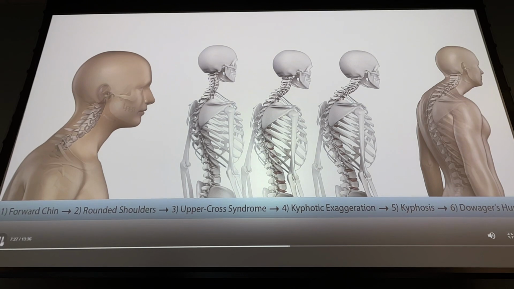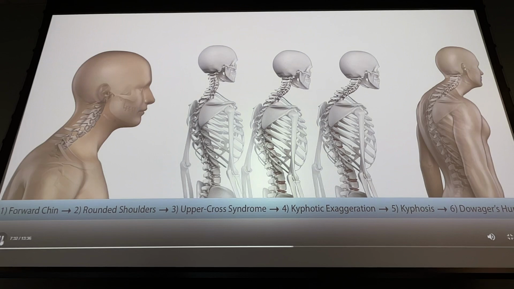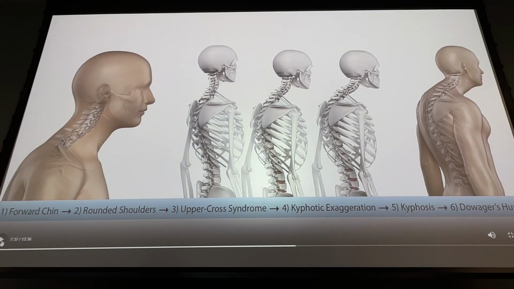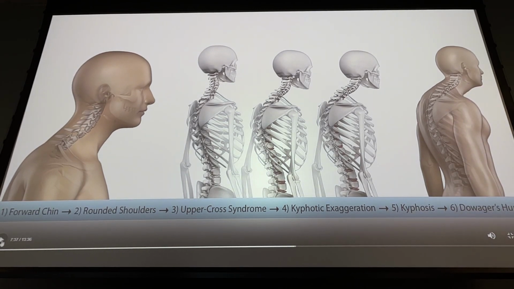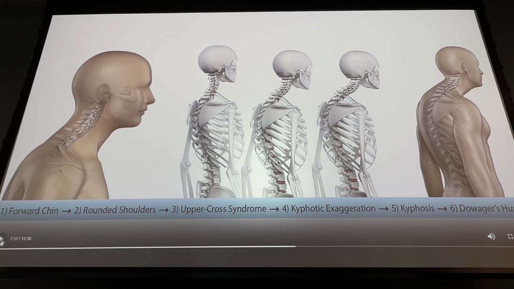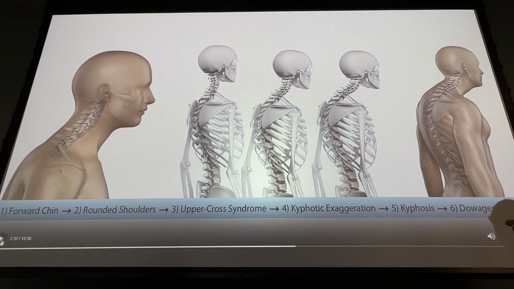Distortion can progress from a forward chin, rounded shoulders, to upper cross syndrome, to severe kyphosis, to a major deformity known as a dowager's hump. Who knows an older individual that has this? Any grandparents out there that kind of walk like this, right? They get stuck. They're not going to get to this position. It's too late. Your collagen fibers, your bone structure, your muscles have all led to this position. So it's going to be a while till you get back to here. So that's why we want to try to prevent stuff like this.